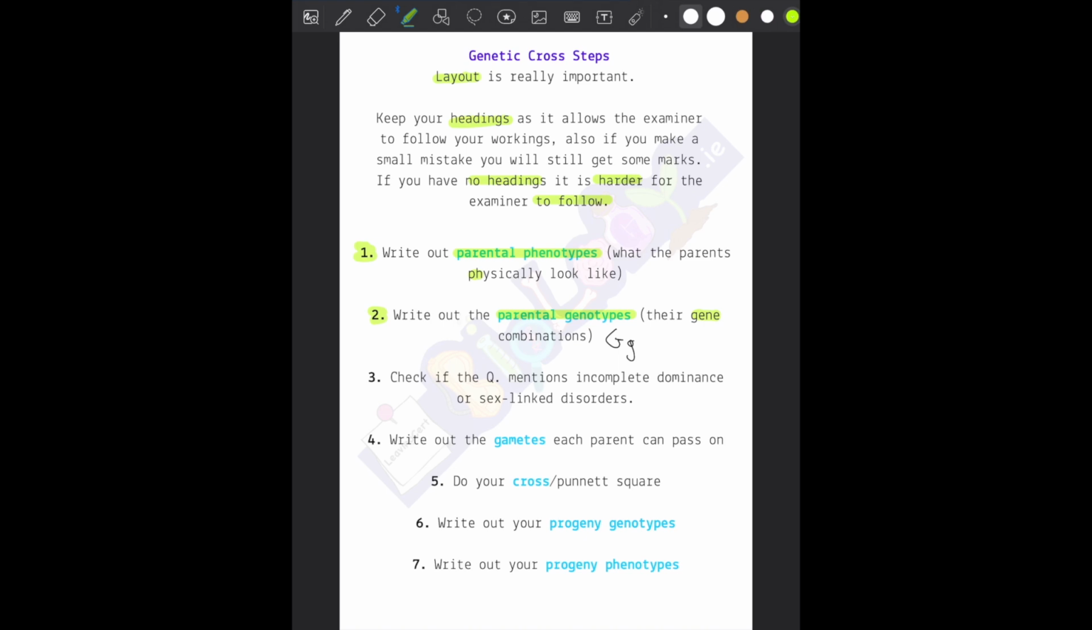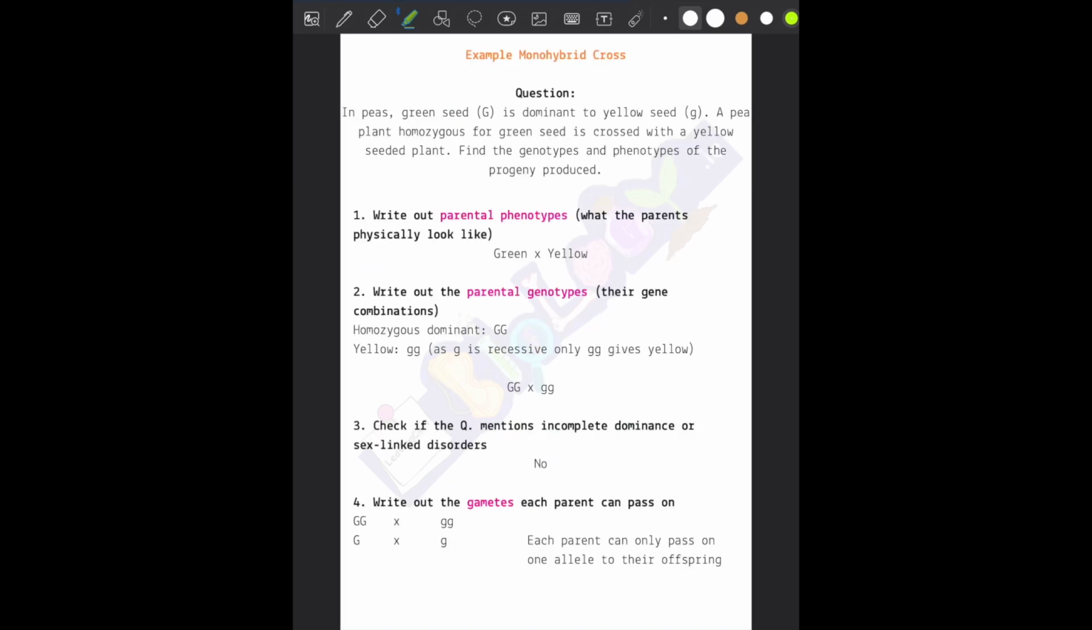Then we have number 3. Check if the question is going to mention incomplete dominance or sex-linked disorders like haemophilia, colour blindness. So that's just a yes or no. It will be something you'll have to be aware of. And if the question does mention it, then you can continue as normal. Number 4, gametes. Each parent can only pass on one gamete to offspring. Number 5 is do your cross, also known as your Punnett square, and 6 is to write out your offspring genotypes, known as your progeny or your F1 progeny, and then your F1 phenotypes of your progeny, what they physically look like.